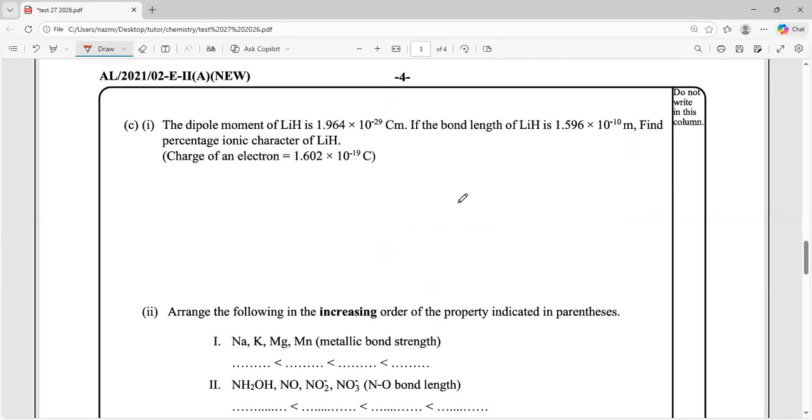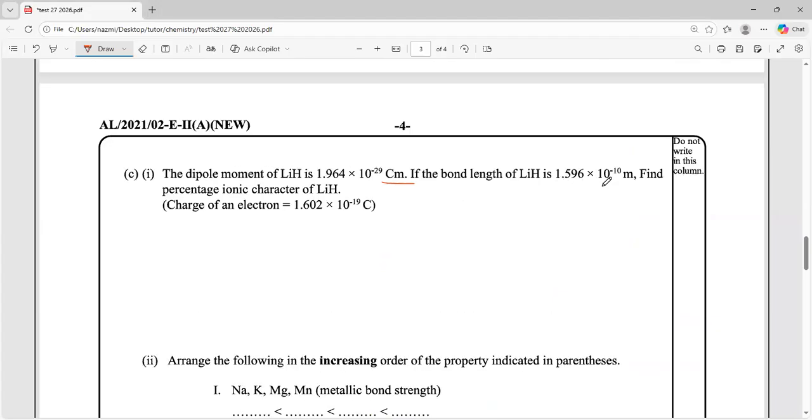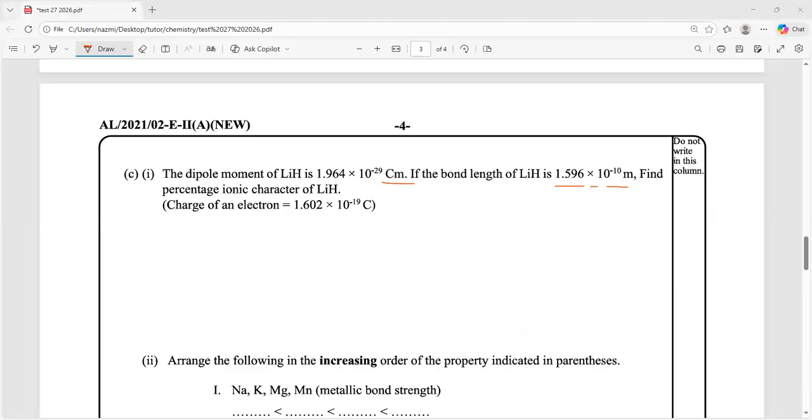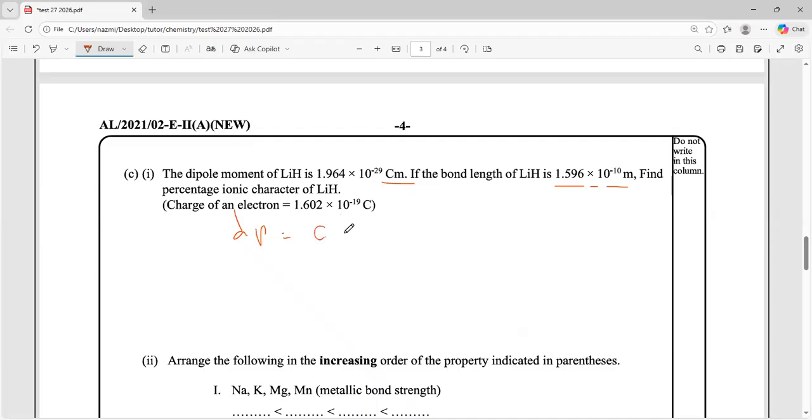The dipole moment of lithium hydride is 1.964 into 10 power minus 29 coulomb meters. If the bond length of lithium hydride is 1.596 into 10 power minus 10, find the percentage ionic character. Here you have to use two equations. Dipole moment is equal to the charge of the pole into the bond length. Dipole moment and bond length are given, so you can find the charge of the pole by substituting in that equation.